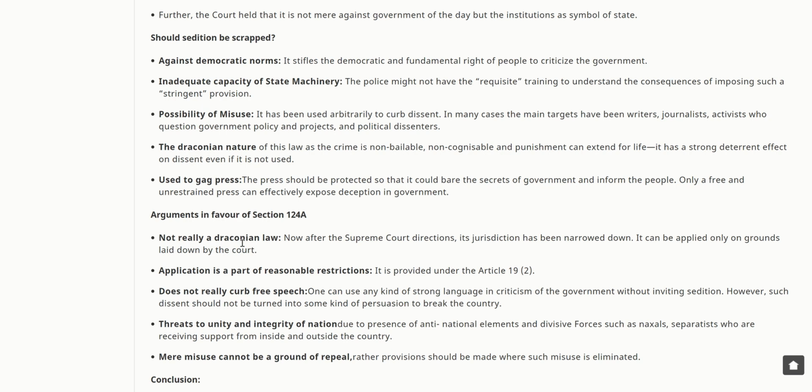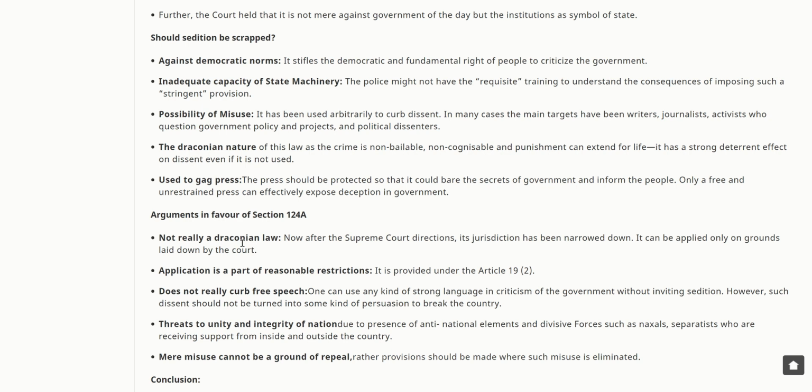Now, there are people who are in favor of this section, and they say that it is not really a draconian law. After the Supreme Court direction, its jurisdiction has been narrowed down. So, why are you making a fuss about it? Application as part of reasonable restrictions, some say, does not really curb free speech. One can use any kind of strong language in criticism of the government without inviting sedition. However, such dissent should not be turned into some kind of persuasion to break the country, which happened in JNU.